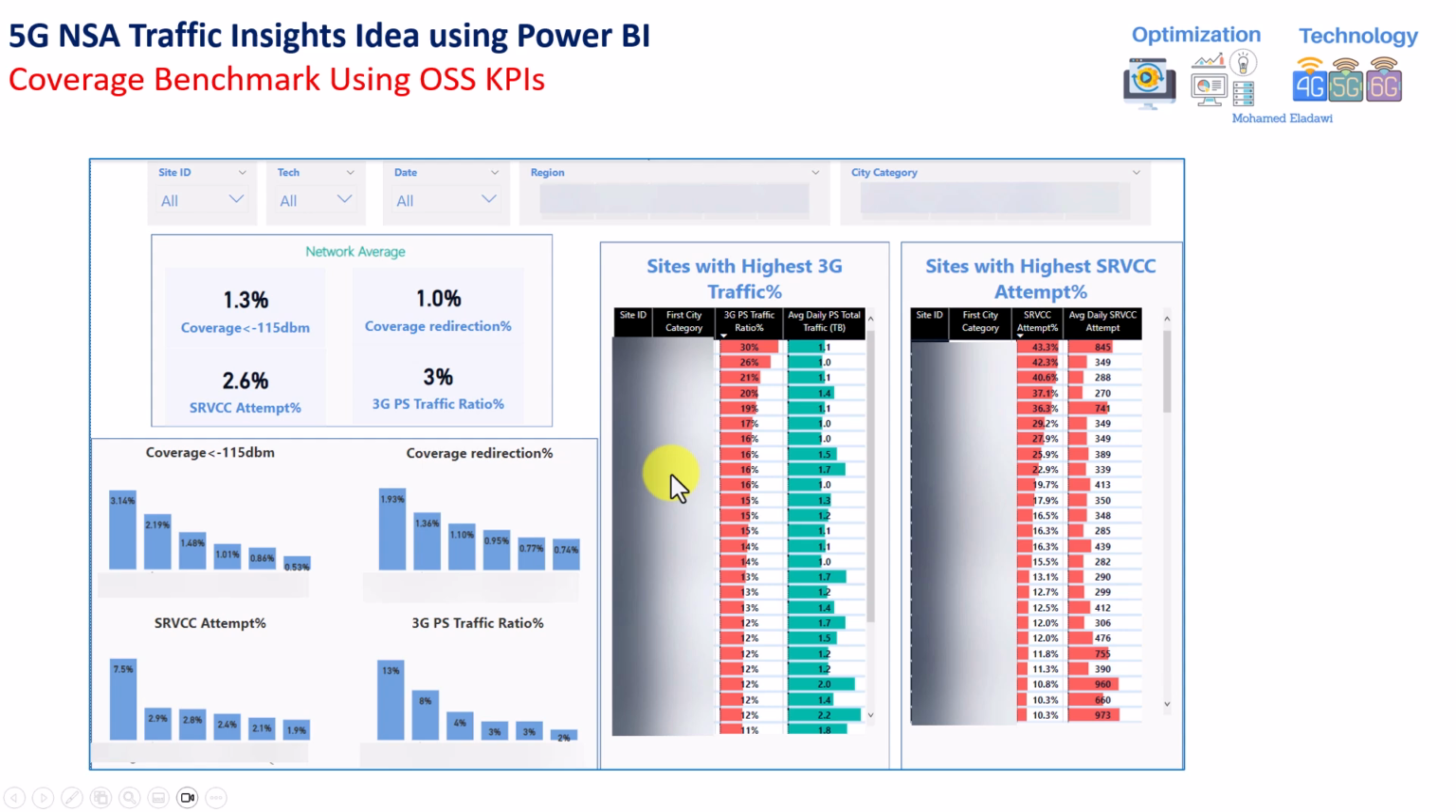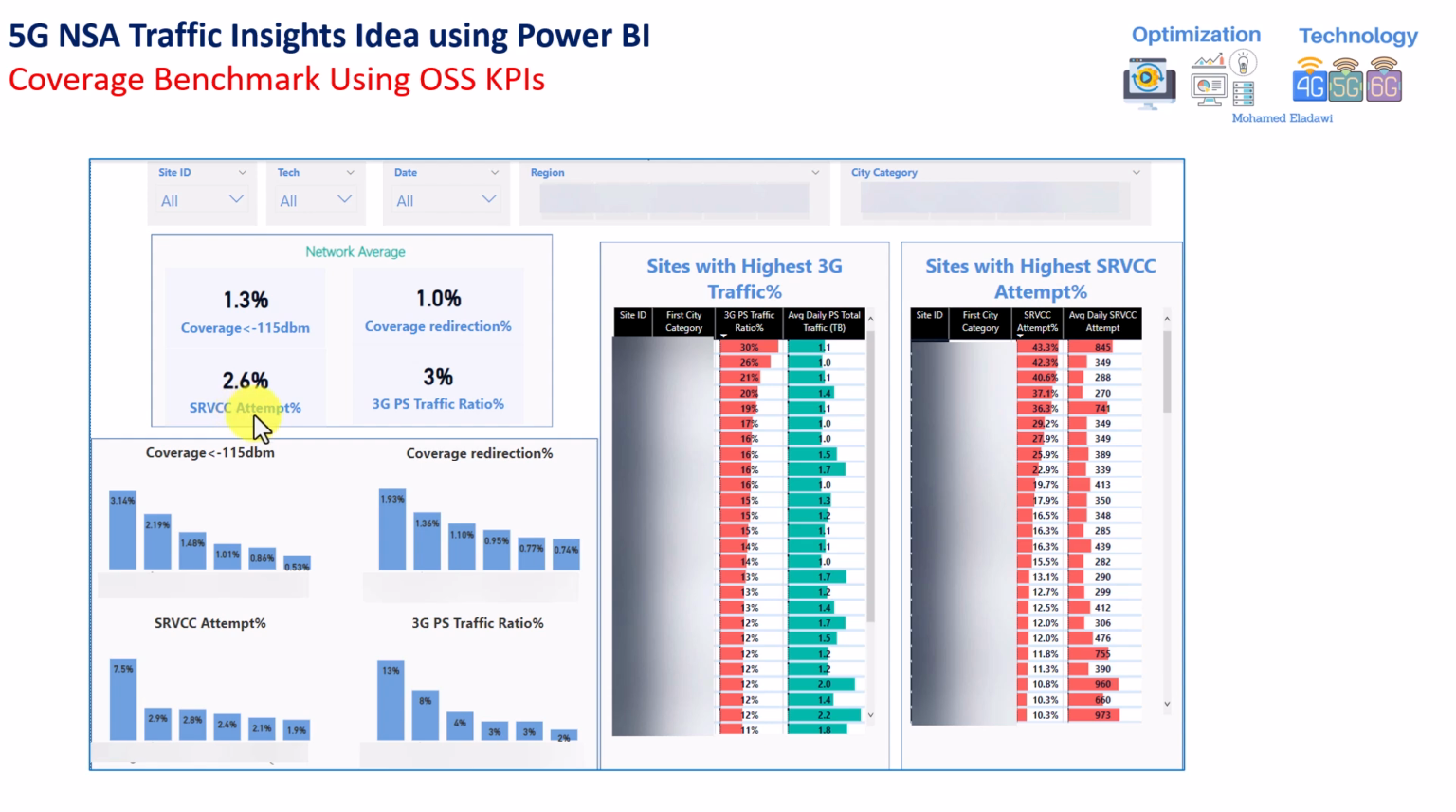The next idea, which is also very good, is coverage benchmark for all sites. For example, here we give some metrics using the 3G, 4G, and 5G networks. If you assume you have a 5G site, we use 4 metrics in this area. For example, coverage less than 115 dBm. You have some metrics from the KPIs where you can identify the coverage indexes and coverage redirection. For example, you have redirection triggered due to coverage. During that coverage, we identified the ratio of these sites. This is the overall ratio for the network.